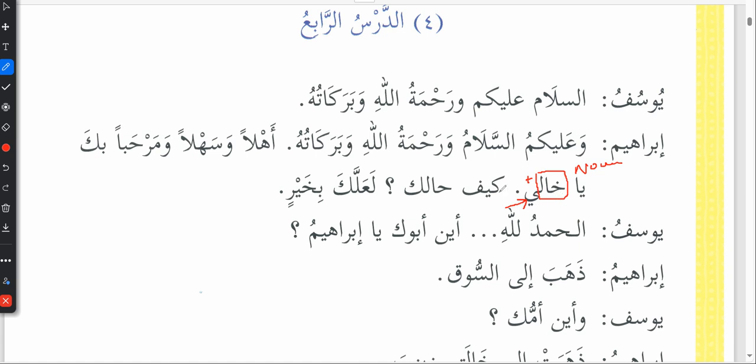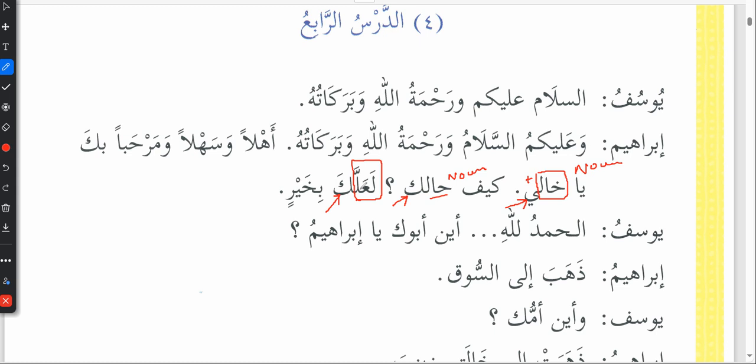Kaifa halak. So this is how are you? Halak. So you can see the kaf damir is attached with the noun. And la'allaka bi khairin. So la'alla is one of the sisters of inna. So the first category pronoun can be attached with the harf la'allaka. Perhaps, I hope that you are good, fine. Bi khairin. So whenever there is a khabar la'alla or khabar inna, I mean the khabar la'alla, not the inna, but khabar la'alla.